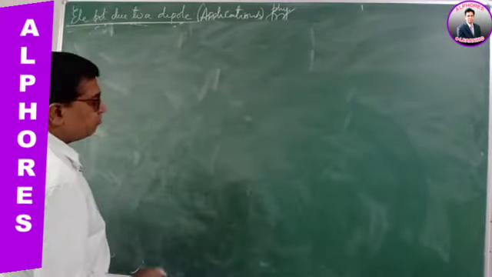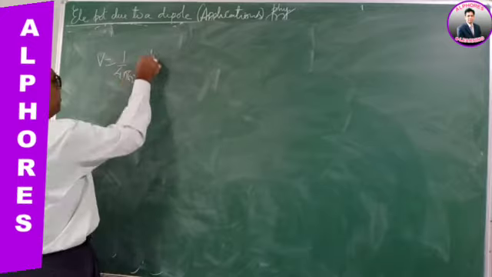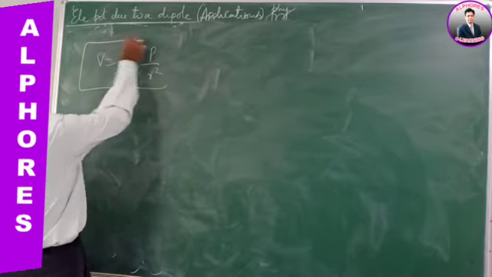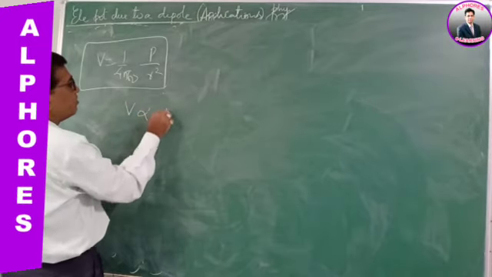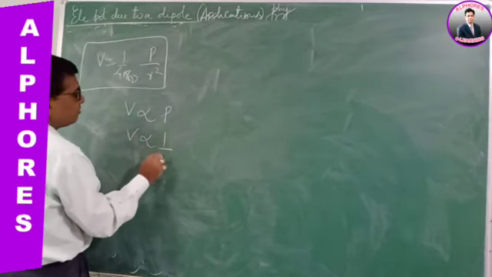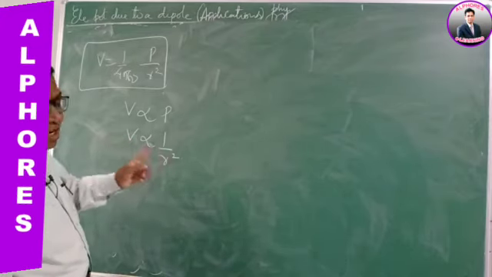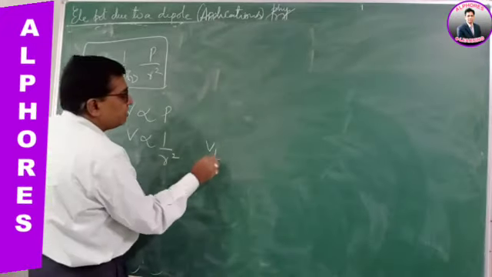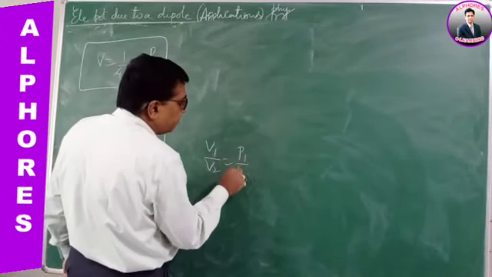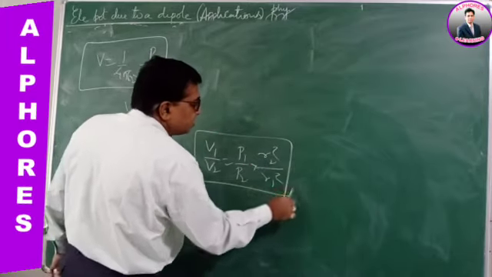Next, similarly, the potential at any point on the dipole, for a short dipole, is 1 by 4 pi epsilon naught, P by R square. This is the potential. This potential is directly proportional to P and inversely proportional to R square. It is varying as an inverse square law. So V1 by V2 is P1 by P2 into R2 square by R1 square. This you have to remember.